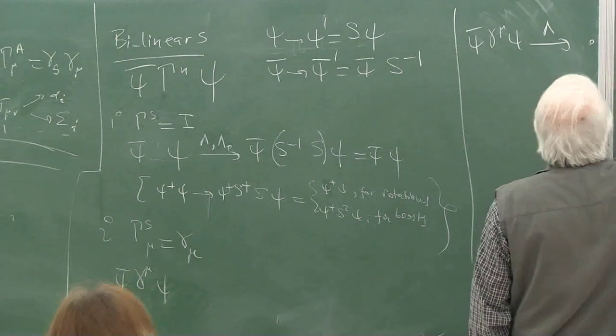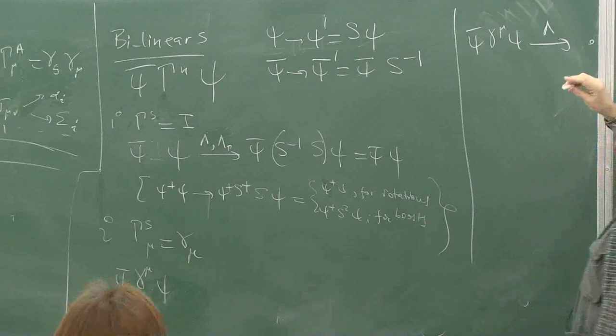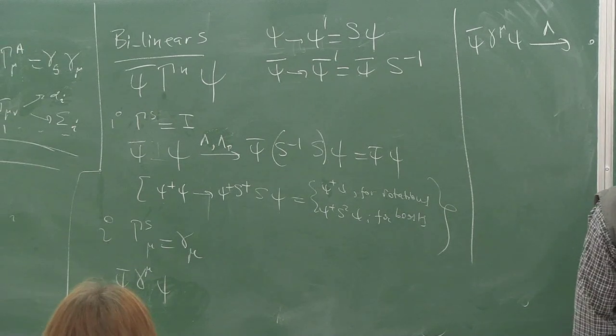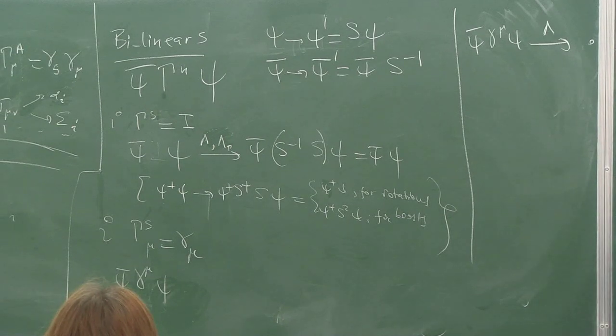Psi bar, S inverse of lambda, gamma mu, and S of psi. Right? This portion is the transform part of the psi bar, that portion is that. But now, let's focus on here. What is it? Lambda mu nu, gamma nu. So it is lambda mu nu, psi bar gamma nu psi.